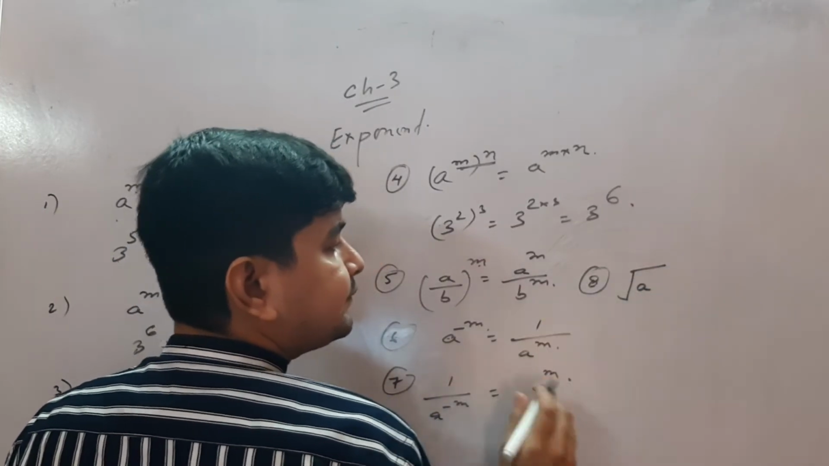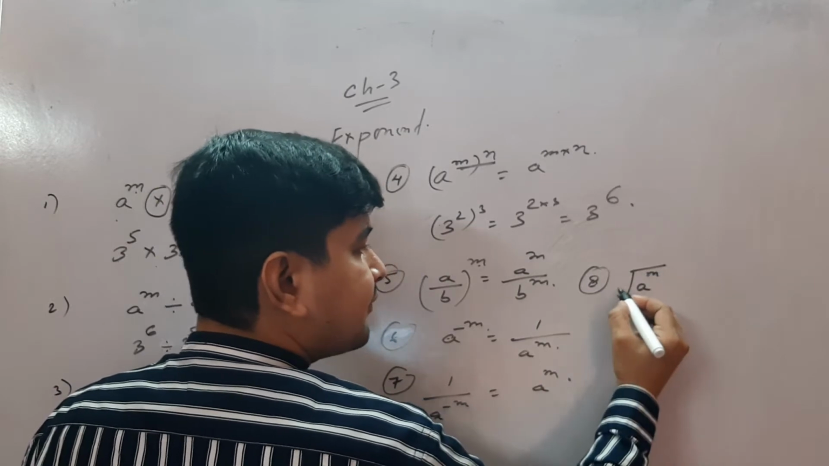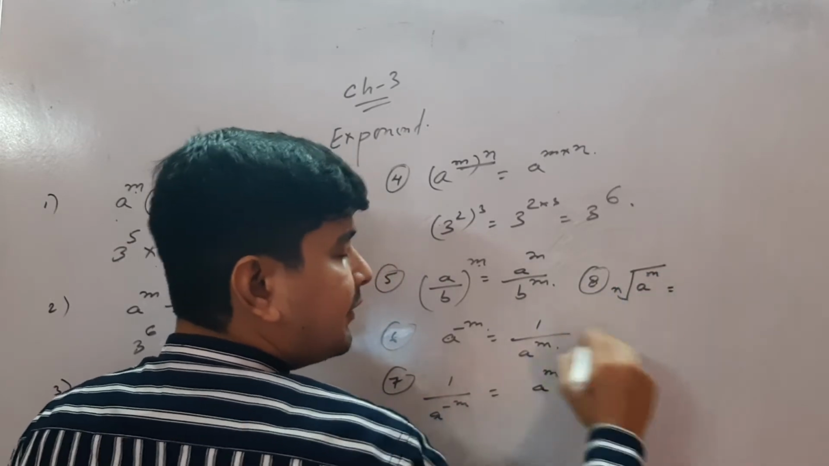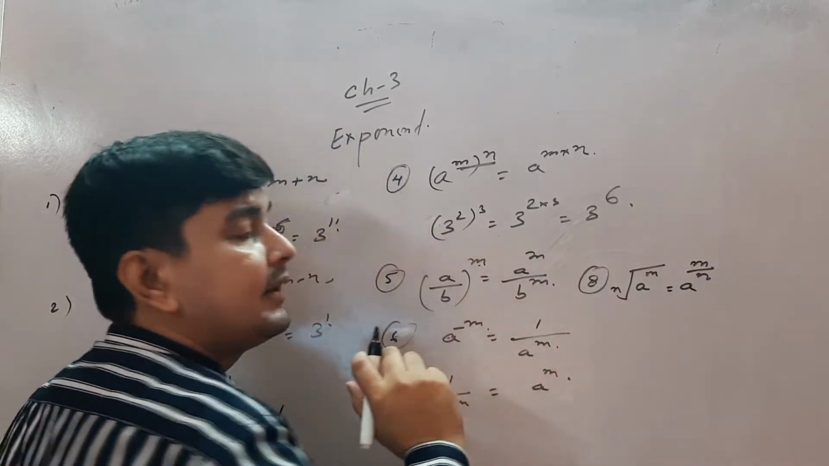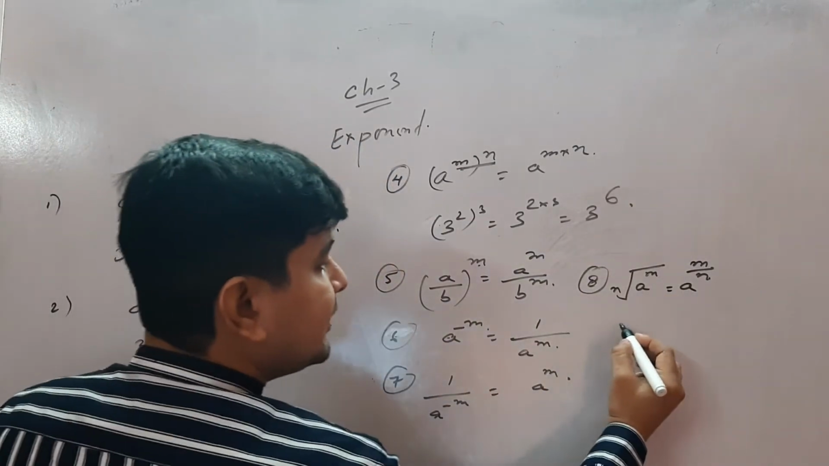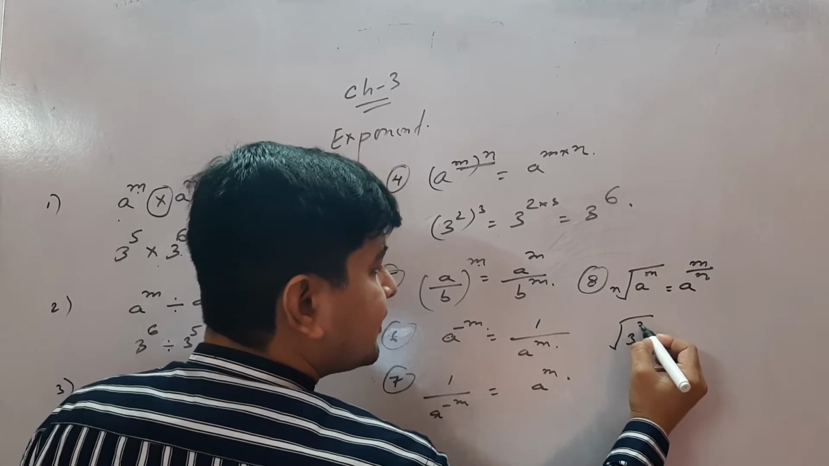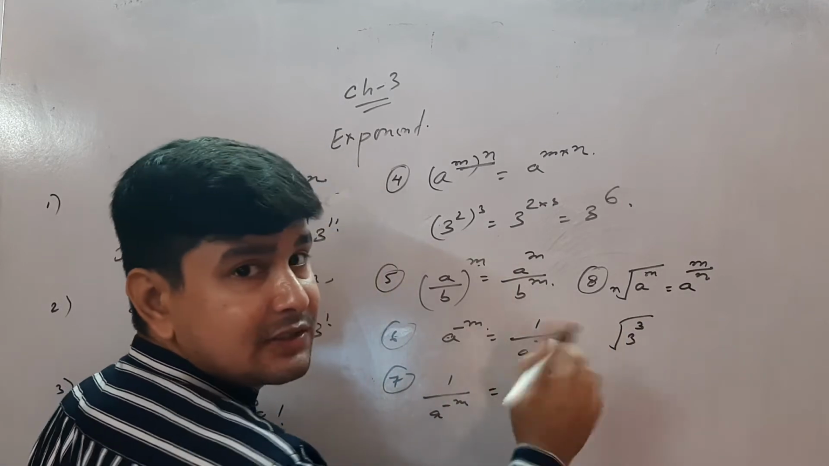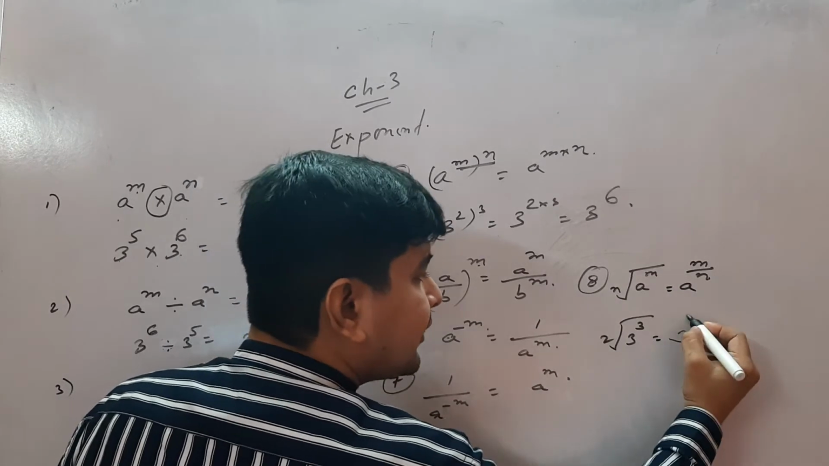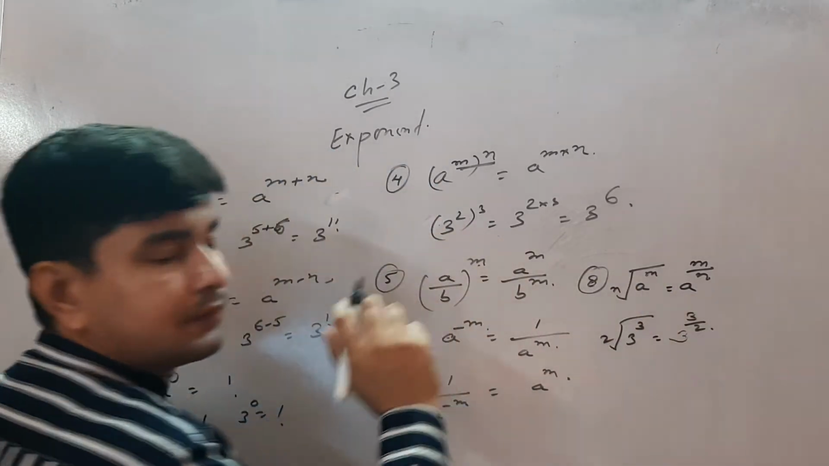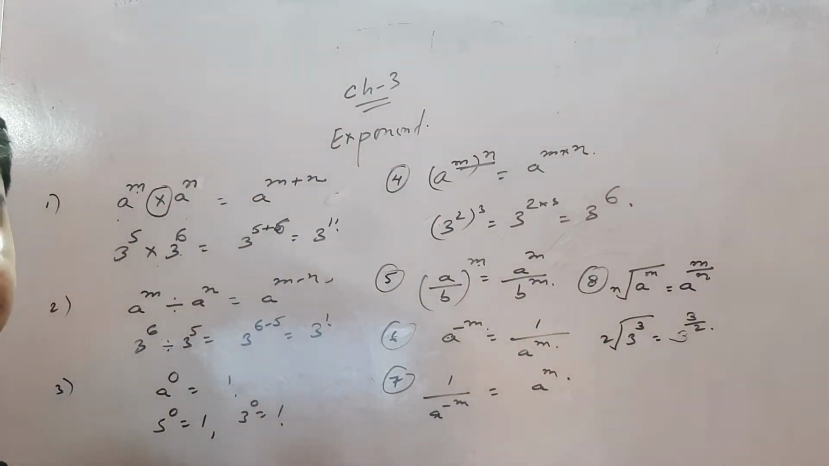The next one is formula number 8: the nth root of a to the power m. Whenever this is opened, the power becomes m by n. For example, suppose 3 to the power 3 under a square root, nothing is given for the root so it is a square root, so when you open it, the power is 3 by 2.